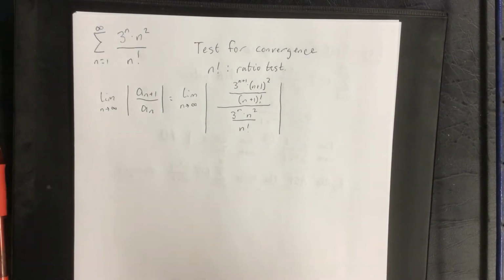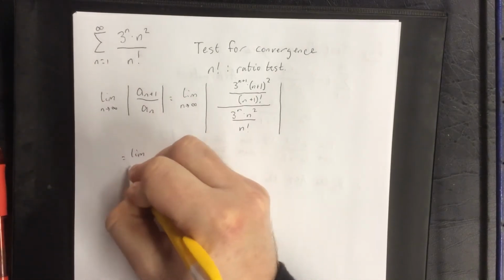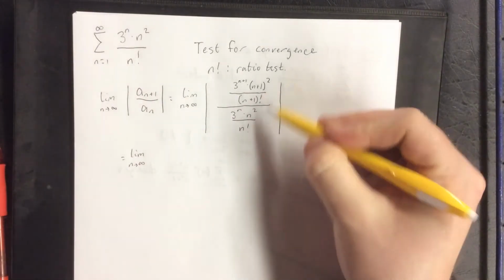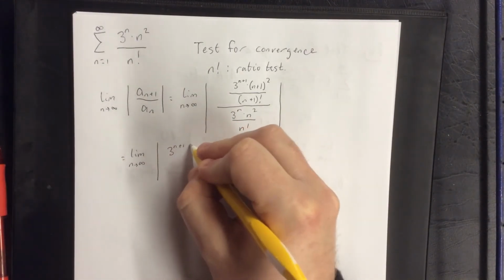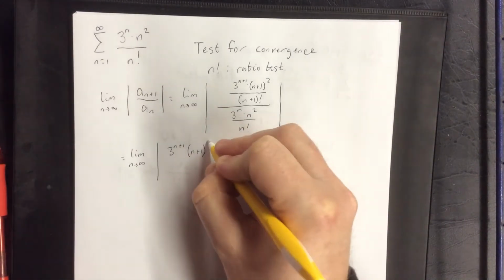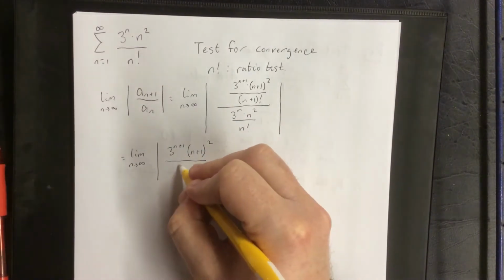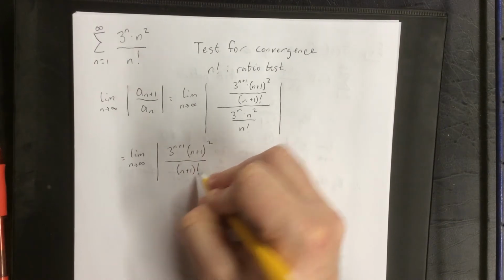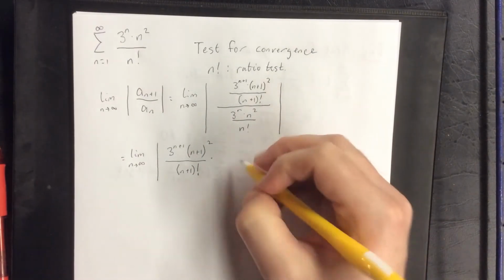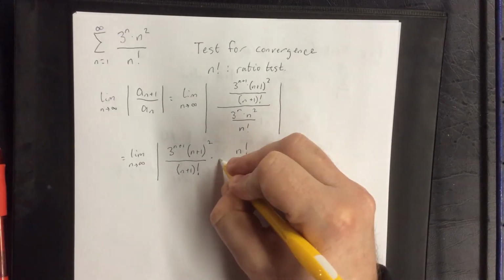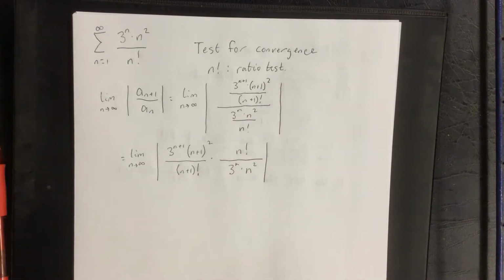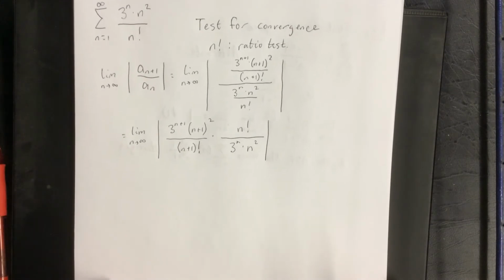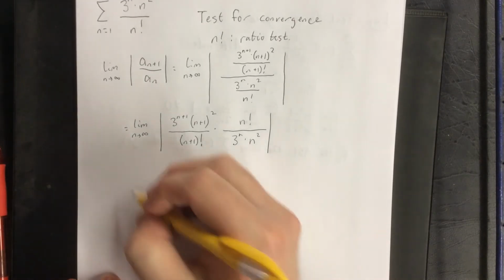As we frequently do for the ratio test, because we have a rather large ratio associated with this and a fraction divided by a fraction, I'm going to change it to multiplication by the reciprocal. So 3 to the n plus 1 times n plus 1 squared over n plus 1 factorial times, we'll flip top and bottom for the second fraction, n factorial over 3 to the n times n squared. Now the absolute value bars at this point are a little bit superfluous and redundant.